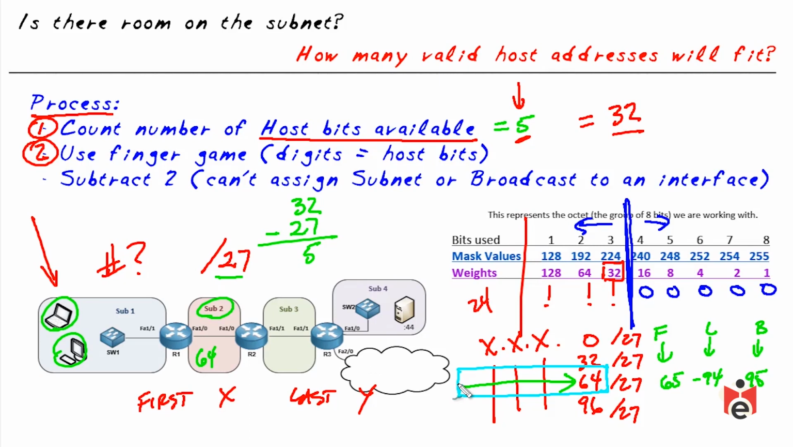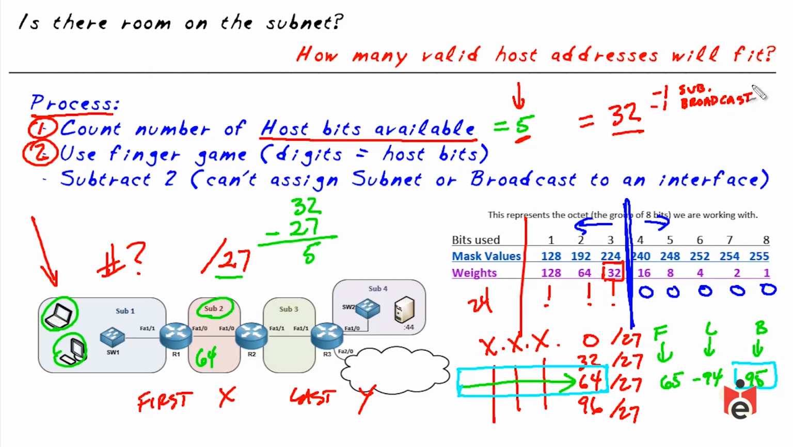We have to have at least 1 bit of the host portion that is on for it to be a valid IP address that we can assign to an interface. So what that means is we have 32 minus 1 for the subnet, which we cannot assign to an individual interface. And the other one that we cannot assign to an interface is the broadcast address for that same subnet. So we're also going to do minus 1 based on the broadcast address.